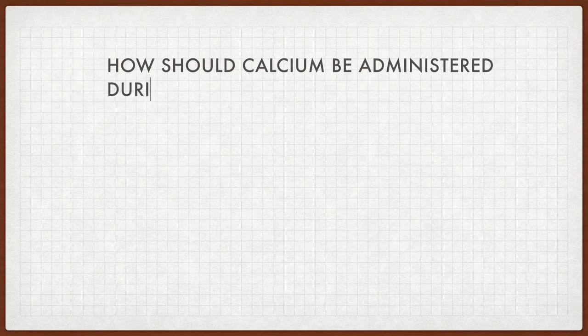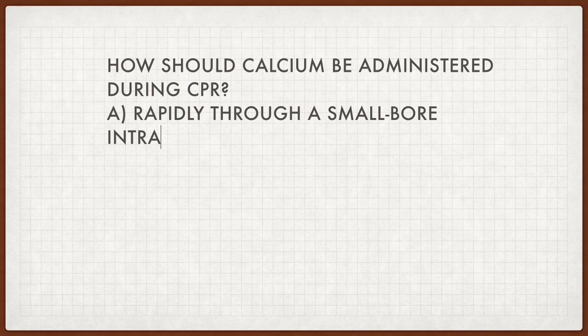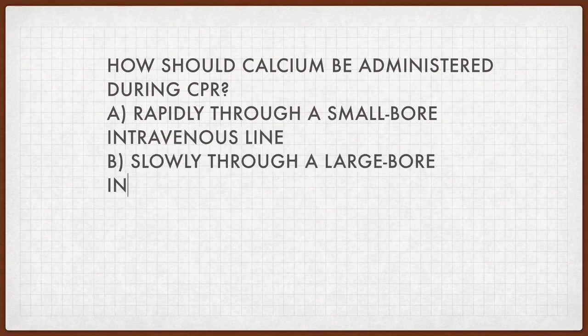How should calcium be administered during CPR? A. Rapidly through a small bore intravenous line. B. Slowly through a large bore intravenous line. C. Subcutaneously for faster absorption. D. Orally for convenience.